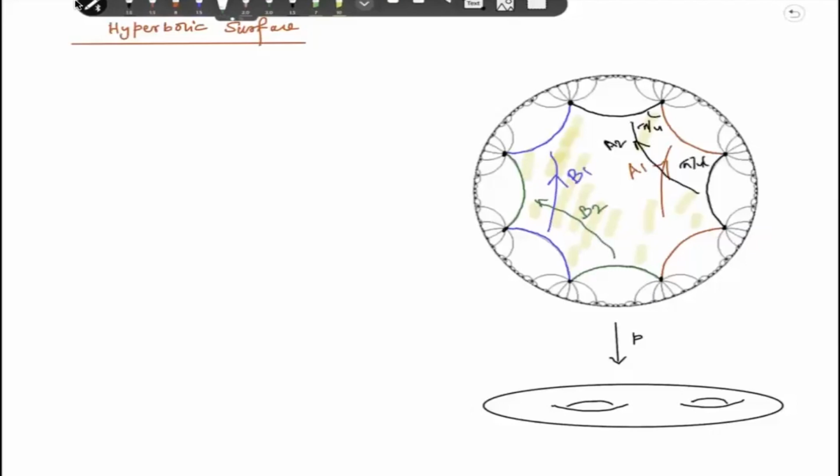So the fundamental group of this genus 2 surface is generated by this A1, A2, B1, B2. So this will be a finitely generated group, and also it is a finitely presented group. In fact, it is a one-relator group. So if I do this identification with the help of these isometries, as a quotient you'll get this genus 2 surface.